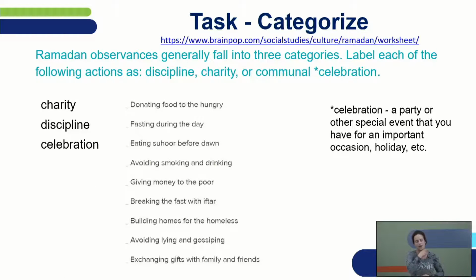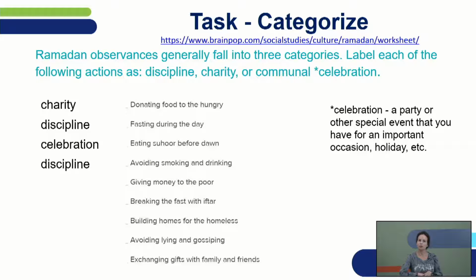Eating suhar before the dawn, that's celebration, okay? Eating with family and friends, that's celebration, party, fun. Avoiding or not smoking and drinking, this is discipline. This takes self-control, okay? Right? When someone is trying to quit smoking, they need the discipline or self-control to not smoke, even though they have that urge to do so.